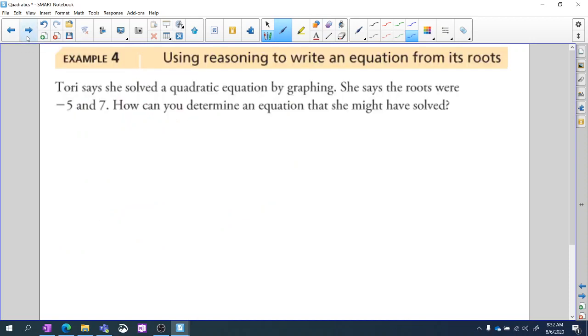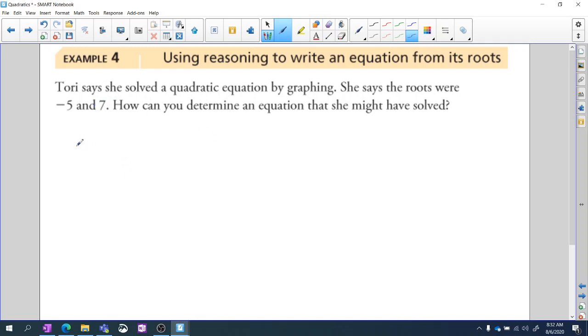Next thing we're going to look at is how to create a quadratic from the solutions. Meaning, suppose I wanted a quadratic to have a certain pair of x-intercepts, then I can make the equation have those x-intercepts. So it says, Tori says she solved the quadratic equation by graphing. She says the roots were this. Can you figure out what equation she must have solved that gave her those answers?